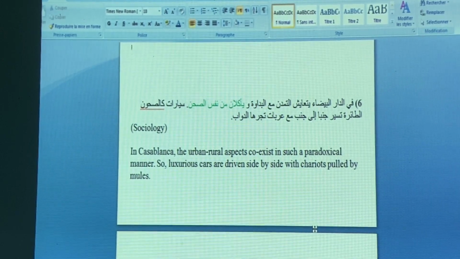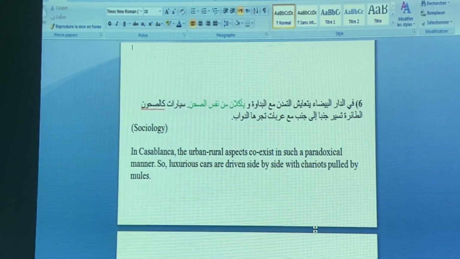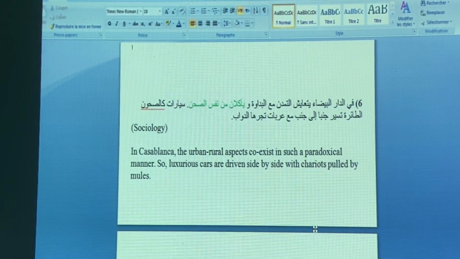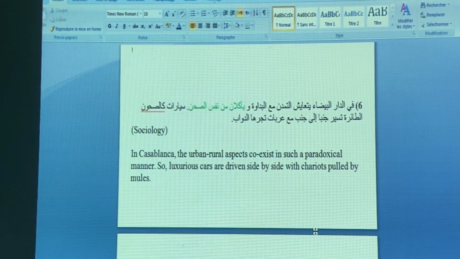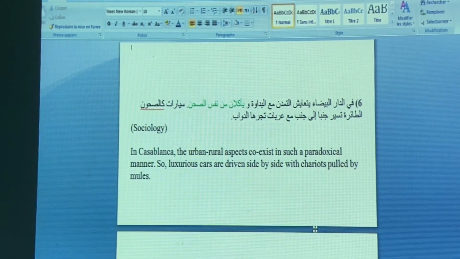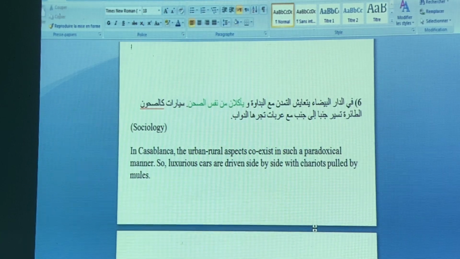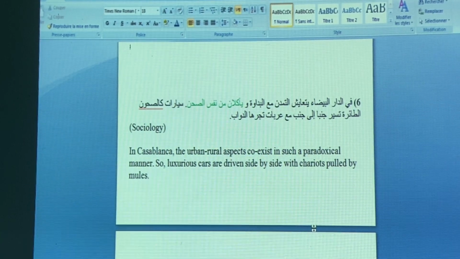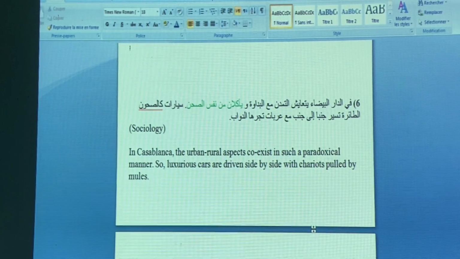So luxurious cars, سيارات كالصحون الطائرة, means luxurious cars. The drivers can drive them at a very high speed because they are luxurious cars. They are driven side by side with chariots pulled by mules. I'm sure many of us have seen things like this in areas in Casablanca, which is really a big contrast actually.